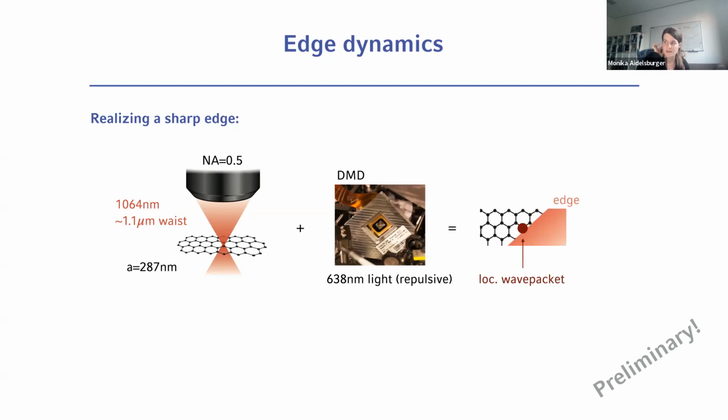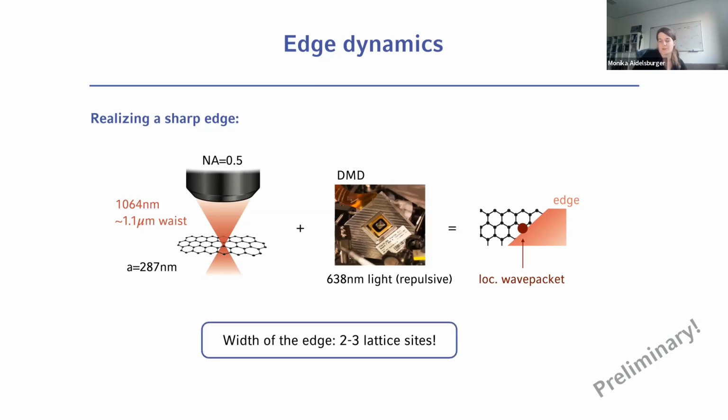And schematically, in the 2D plane, this is how it would look. So we have our hexagonal lattice. Here, one part of the lattice would be blocked by the repulsive light. And then we can move our wave packet close to the edge and just see how this wave packet propagates.